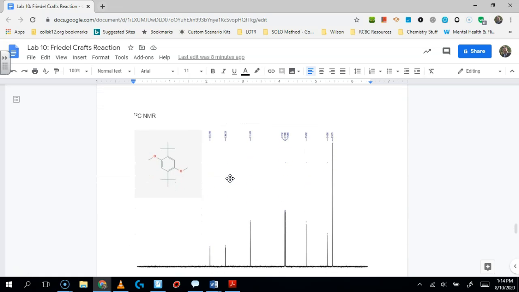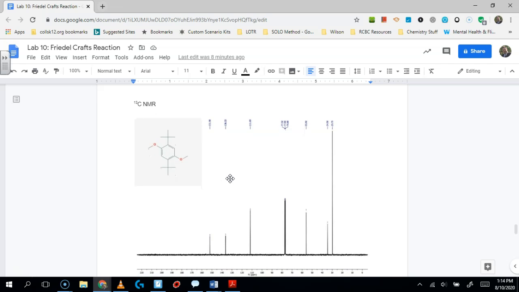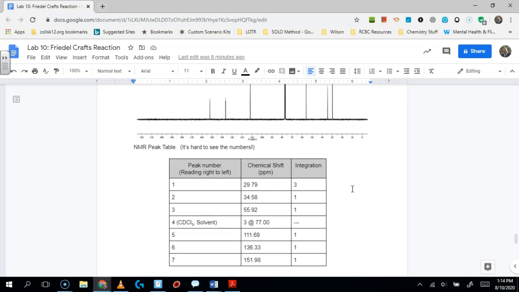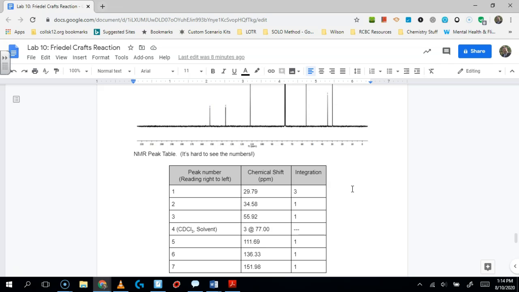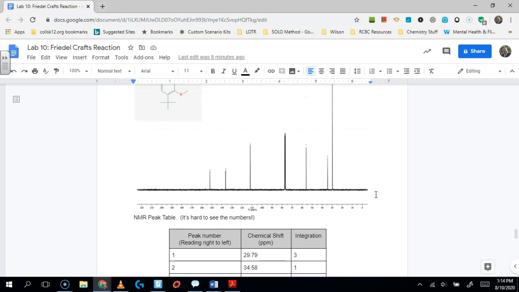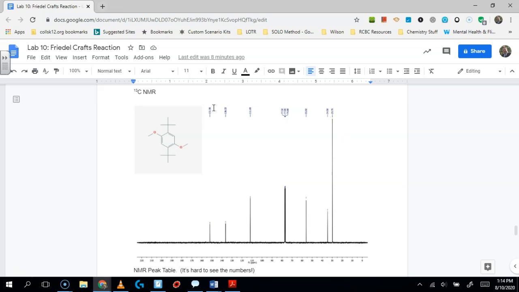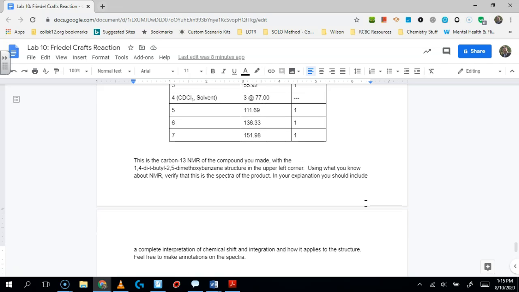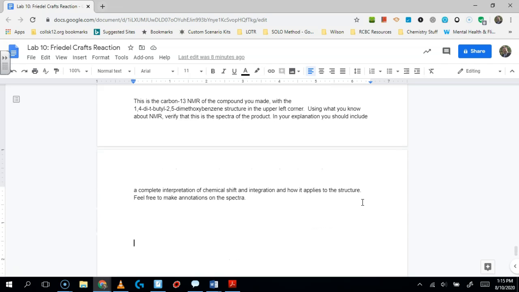And then the other type of NMR is the carbon NMR, and this one, again, you have peaks, and I have a list of the peaks. Normally you wouldn't have the peak table, but I give it to you because, again, it's hard to see the numbers up here and any sort of integration. So, again, you want to see if this NMR is consistent with this structure, okay? Is there a reason why this is 3 and this is 1 and this is 1 in terms of integration? All that is there. And again, you may want to make annotations, and you may want to then explain in here below.